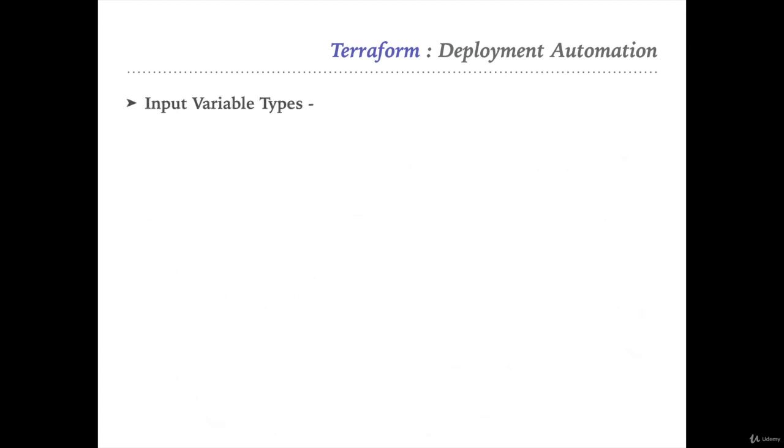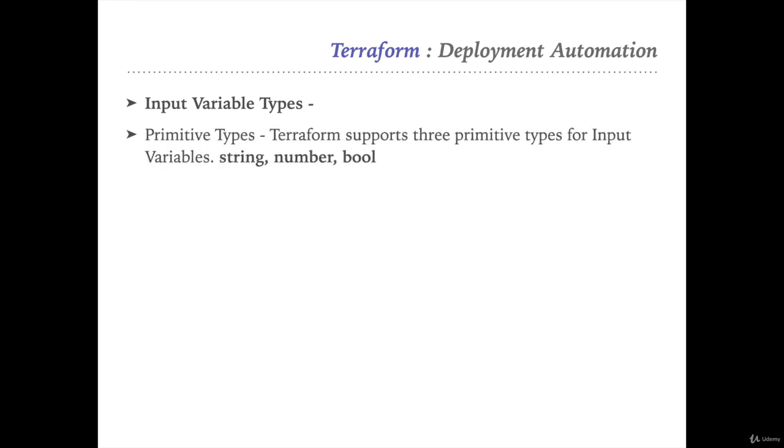Then we have multiple types of variables inside Terraform. First, we have the primitive types, and Terraform supports three primitive input variable types: string, number, and boolean. If you have some knowledge or experience in any programming language, you are much aware of the string, number, and boolean types of variables. A string will contain string kind of data, number will contain numeric data, and boolean will contain data like true and false only.